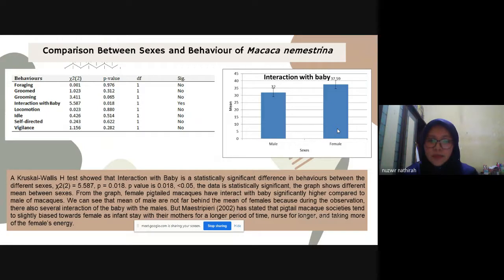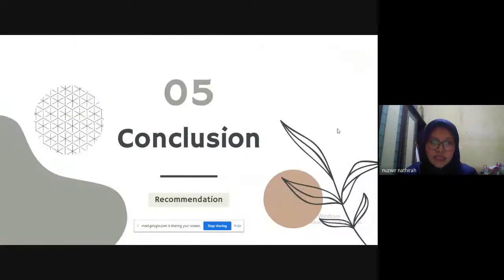But Mr. Perry has stated that pigtail macaque society tends to be slightly biased toward females, as infants stay with the mother for a longer time period, nurse for longer, and take more of the female's energy.